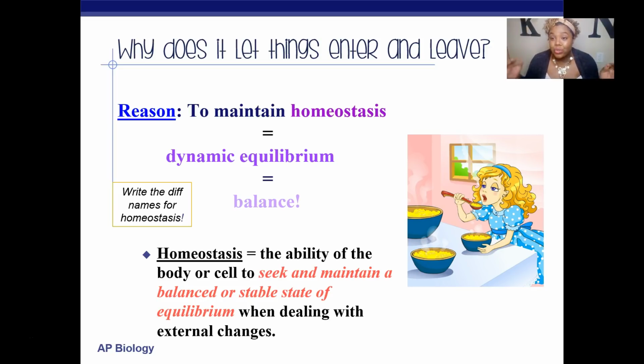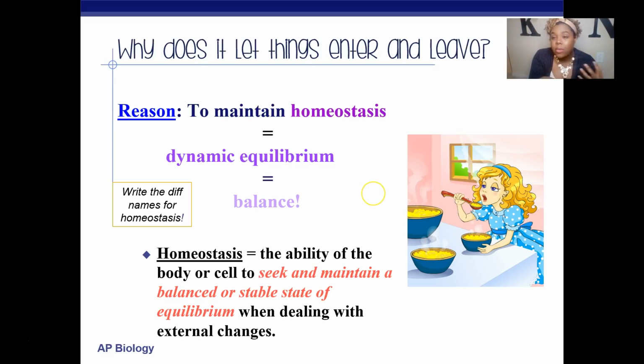Well, the whole purpose is to reach homeostasis or maintain it. Another word for homeostasis is dynamic equilibrium. What word do you hear in equilibrium? That's right. Equal. You're so smart. So a more scientific definition of homeostasis is the ability of the body or cell to seek and maintain a balanced or stable state of equilibrium when dealing with external changes.